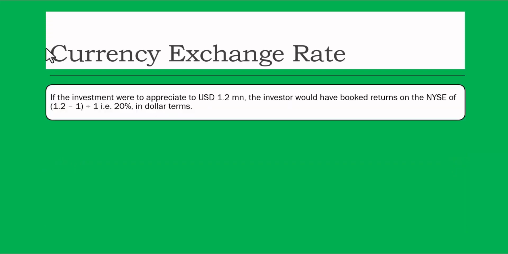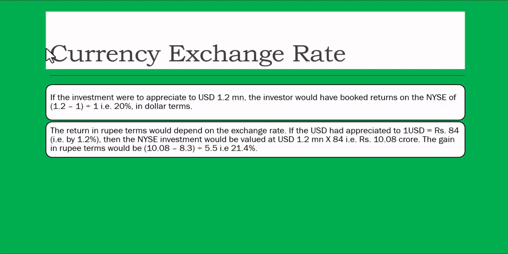If the investment appreciates, suppose the investment you had put was how much? $1 million. Now it has gone up 20% there. So your 1 million has become how much? 1.2 million. So you have made a 20% gain, which the investor would have booked on the New York Exchange, which is 20% in dollar terms. So how much gain did you get in dollar terms? 20%. The return in rupee terms would depend upon the exchange rate.